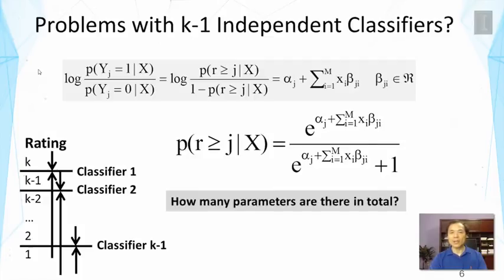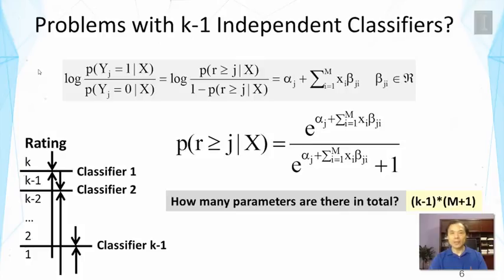This may be an interesting exercise to do, so you might want to just pause the video and try to figure out the solution. How many parameters do we have for each classifier? And how many classifiers do we have? Well, the answer is that for each classifier we have n plus 1 parameters, and we have k-1 classifiers altogether. So the total number of parameters is k-1 multiplied by m plus 1. That's a lot of parameters.